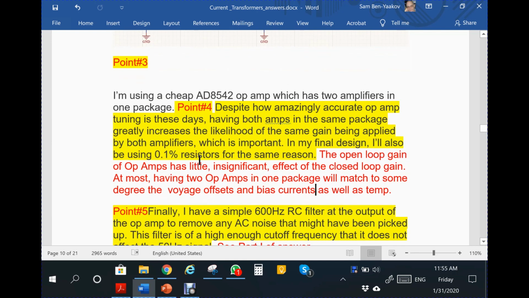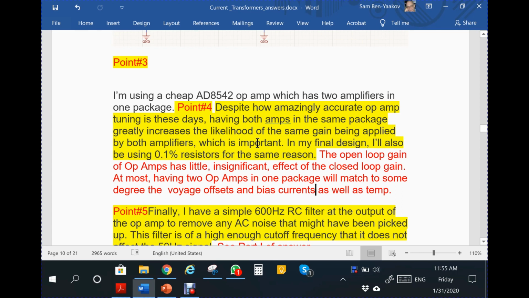Here it is. It says, despite how amazing, accurate op amplifiers are turning out these days, having both amps in the same package greatly increases the likelihood of the same gain being applied by both amplifiers, which is important. In my final design, I'll also be using 0.1% resistors for the same reason.